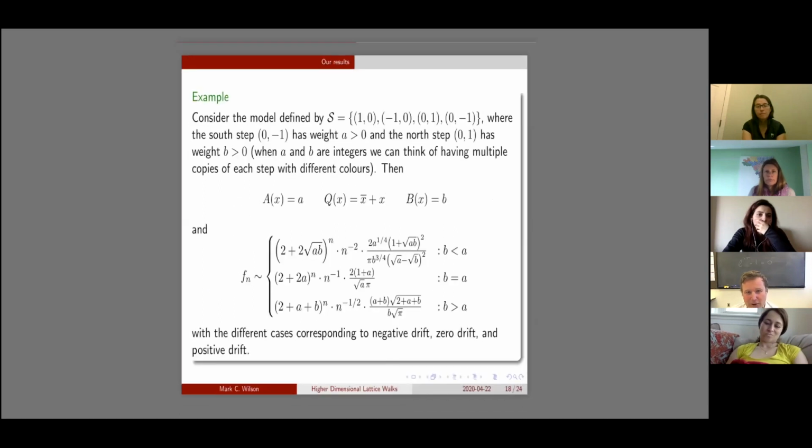Here's an example of what might happen. In 2 dimensions, you've got your standard cardinal compass directions, and you have weights on 2 of them and not on the others, just for simplicity, because the formulas get big. And you can see there's different cases depending on the weights, whether you have positive or negative drift or a 0 drift, which I haven't talked about yet. And you get different exponential rates and different polynomial corrections, and you can see everything working there. So it's a kind of nice problem.